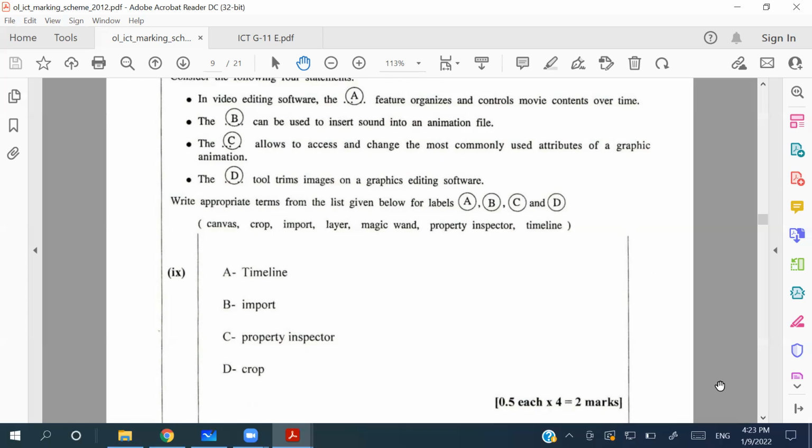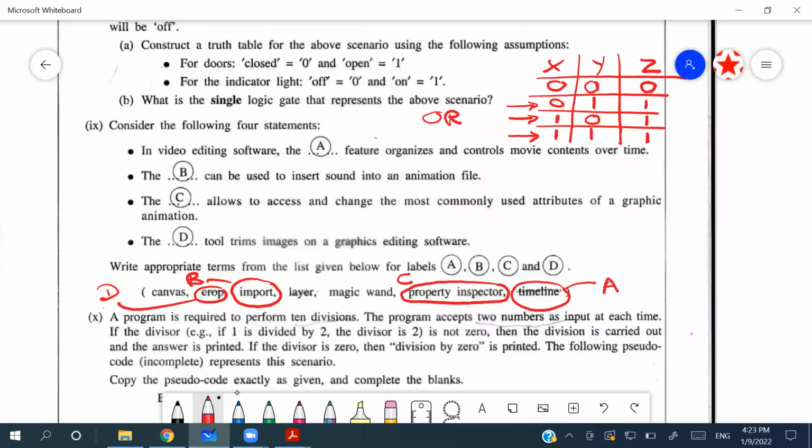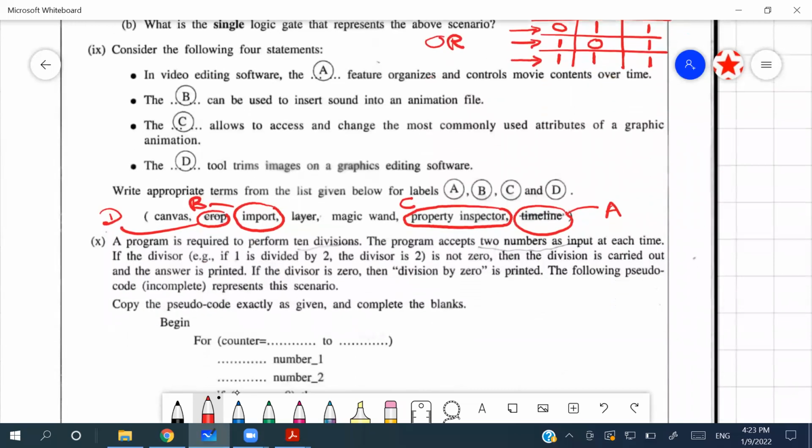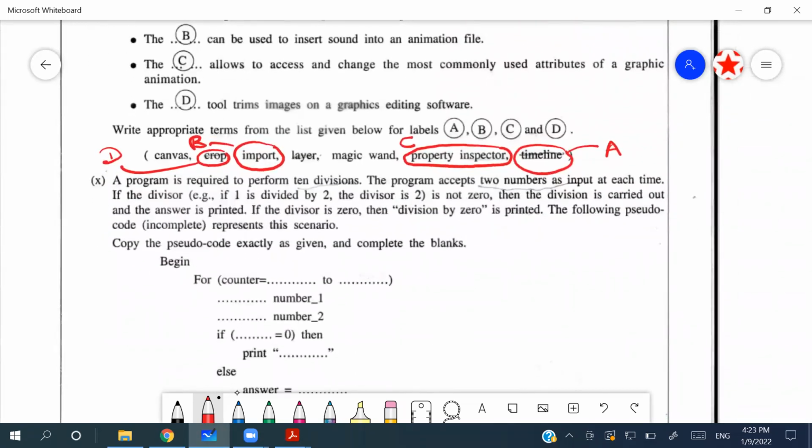Okay, so moving to the very last part of the first question, it says a program is required to perform 10 divisions. The program accepts 2 numbers as input each time. If 1 is divided by 2, the divisor is 2, which is not 0, then the division is carried out and the answer is printed. If the divisor is 0, then division by 0 is printed. The following pseudocode represents this scenario. Copy the pseudocode exactly as given and complete the blanks.